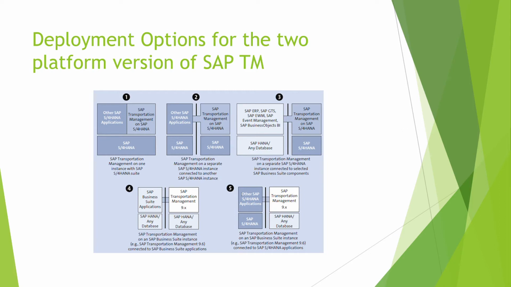My next slide is basically the deployment options for the two platform versions of SAP TM. Suppose these are the different types of deployment options available right now in the market, where you can have your SAP TM on S4 HANA, and similarly the other S4 HANA, and then you can do the communication with multiple S4 HANA boxes.